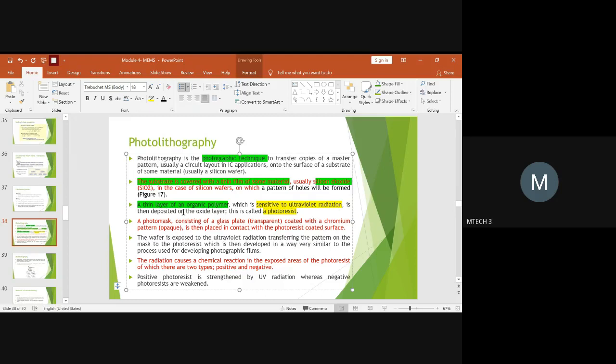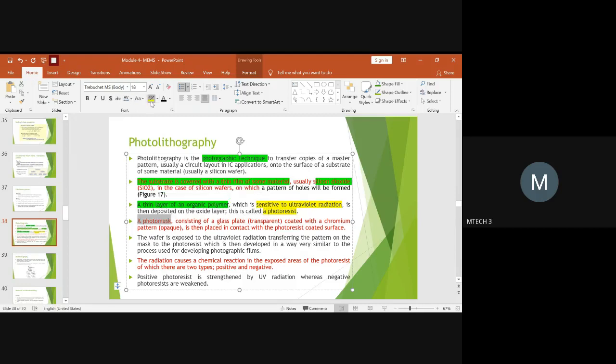Once you develop a thin layer of organic polymer, it is sensitive to ultraviolet radiation, and hence this polymer will be easily deposited. Since it is helpful in getting the oxide layer deposition, this phenomenon is called photoresist. Why is it photoresist? Because it is sensitive to any kind of ultraviolet radiation, and hence the phenomenon is called photoresist. Once this is done, a photo mask will be used.